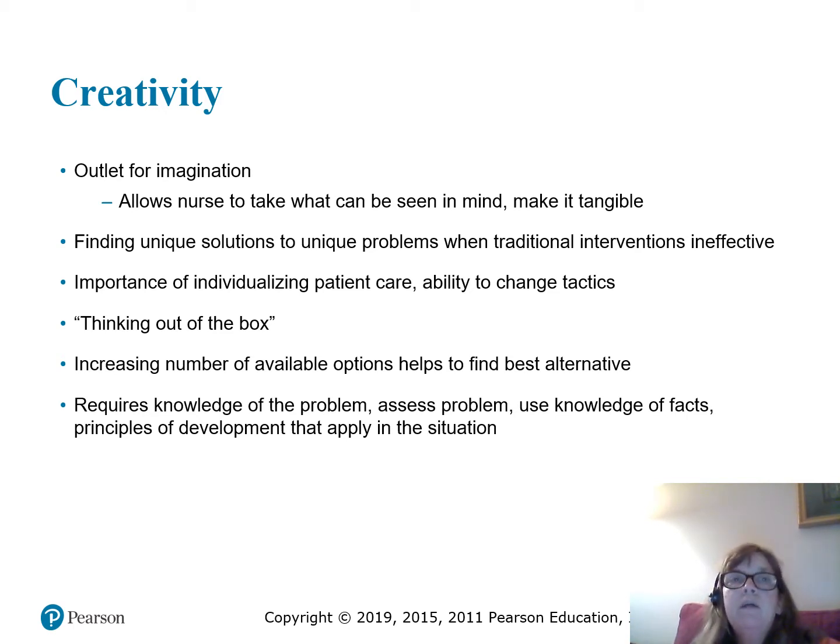One of the things that we did collectively, I guess, as a society, was when COVID-19 came about and we found there was a shortage of PPE, we were looking for ways to make face masks out of cloth for use at home, but also to help the nurses. And so that was a solution that came about in a non-traditional way. It helps us when we're creative to individualize the patient care.